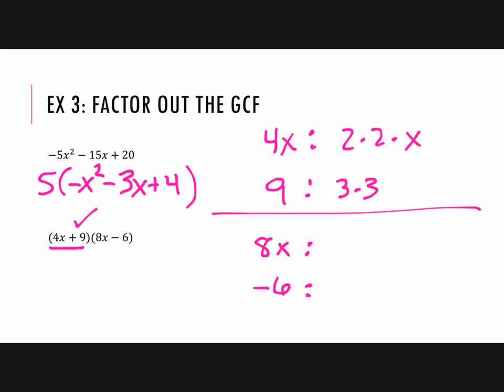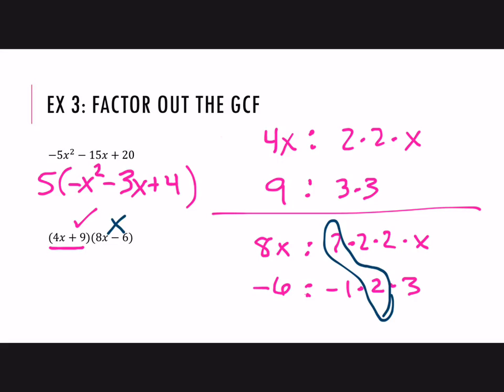So 8 becomes 2 times 2 times 2, and then times x. 6, we've got a negative 1 times 2 times 3. And here I actually do see something in common, the 2's. So that needs to be factored more. And I can take out the 2. And then in the 8x term, whatever's left is 2 times x, or 4x. And then in the negative 6, we have a negative 1 times 3 left, or minus 3.